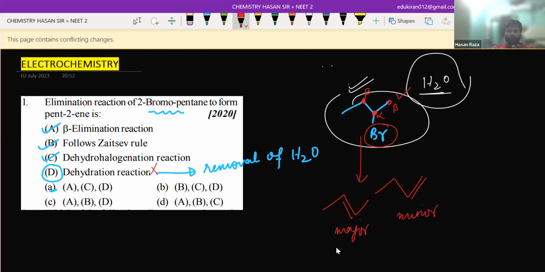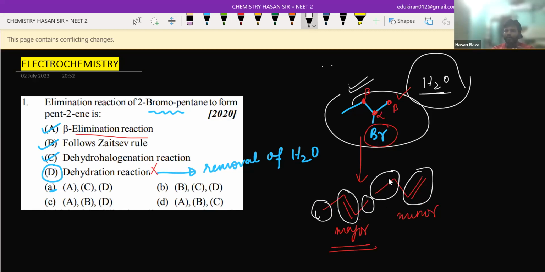We always go for the major product. So this is what we have formed. This is your pent-2-ene. So beta elimination takes place, and it follows the Zaitsev rule. What does the Zaitsev rule say? It says that along the double bond, the one which is more alkylated is major. Along this double bond you can see there are two alkyl groups, and here you can see only one alkyl group. So the one which is more alkylated is major.